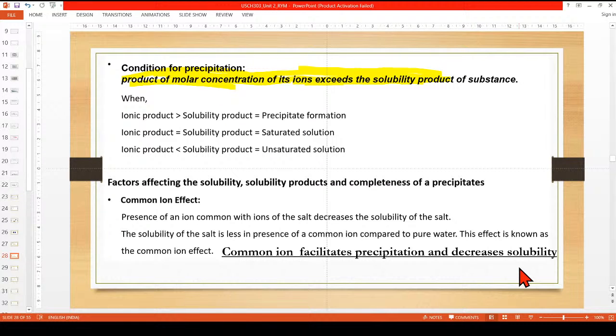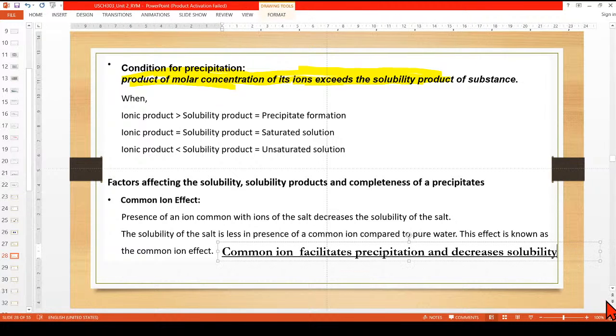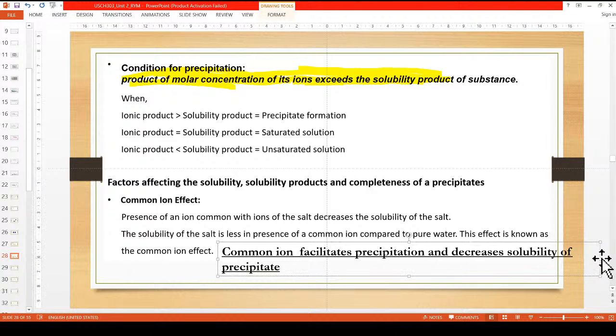The next effect we have seen is the solubility of precipitate. Solubility of precipitate, I am writing. You don't write PPT, write it as precipitate.